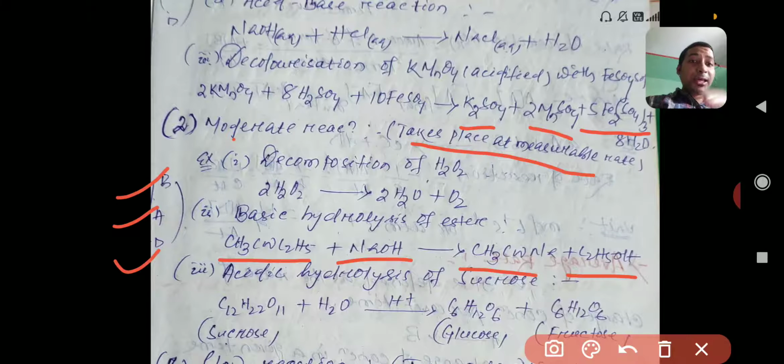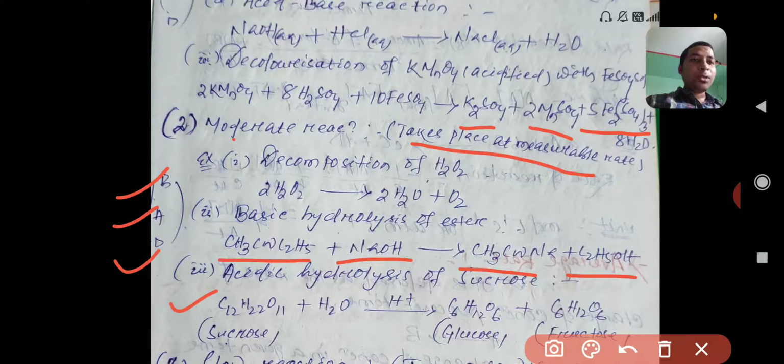Acidic hydrolysis of sucrose: sucrose is the sugar that we consume in our diet. It has the molecular formula C12H22O11. When it reacts with water, that means when it is hydrolyzed in the presence of acid H+, you could write it as H2SO4.